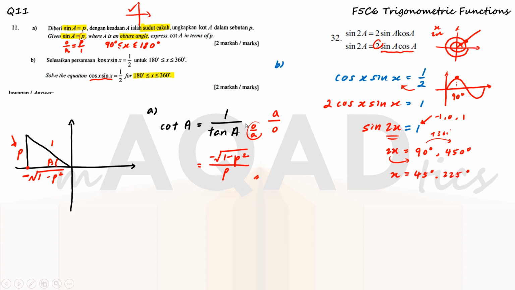So remember, the condition is x must be between 180 and 360. So since it is given this condition, x can be only 225.